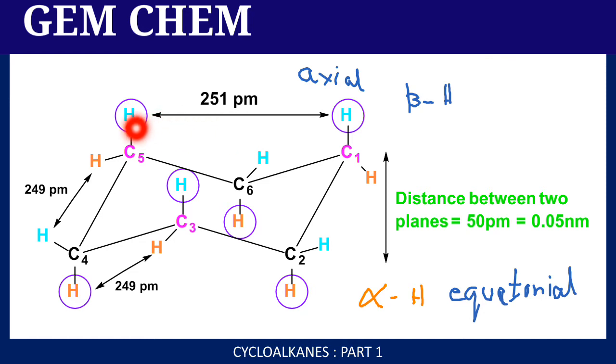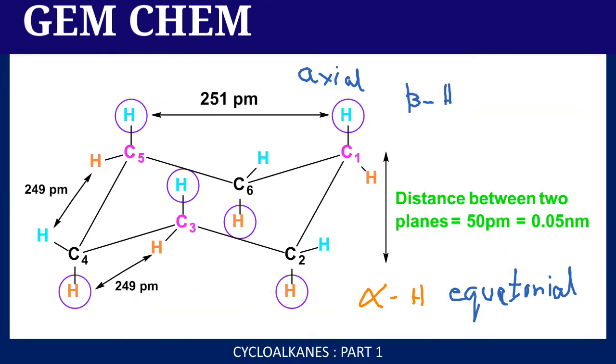Next we should know that the distance between the two hydrogens is about 251 picometer, whereas the distance between hydrogens present in equatorial plane in this case is 249 picometer, whether above or below the plane. Similarly, if an axial hydrogen is considered and equatorial hydrogen is also considered, but in same plane, then its distance is 249 picometer. Though the structure is drawn like this, actually there is some deviation.